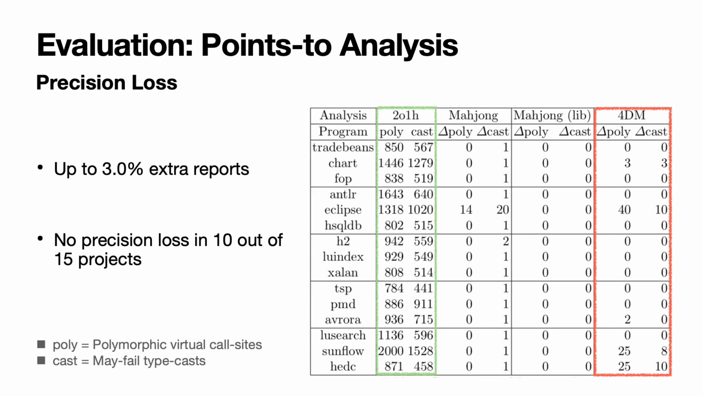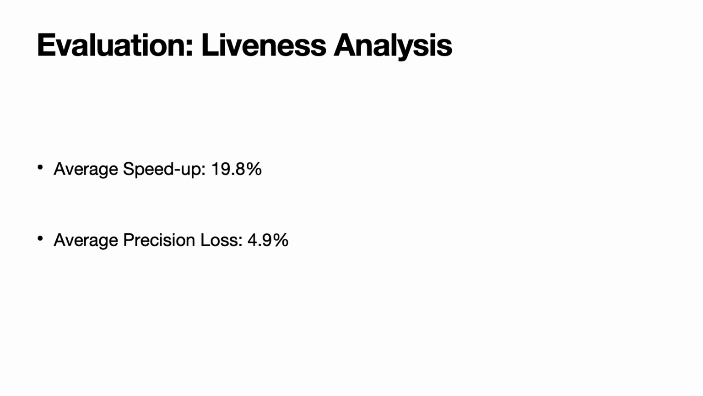And then we take a look at the precision loss. As noted before, our method does not guarantee the same precision, but the precision loss is still minimal. It causes at most 3% of extra reports, and has no precision loss in most of the projects. In another evaluation on a liveness analysis, we achieve an average speedup of 19.8%, along with an average precision loss of 4.9%. This indicates that our method works well on different analyses.